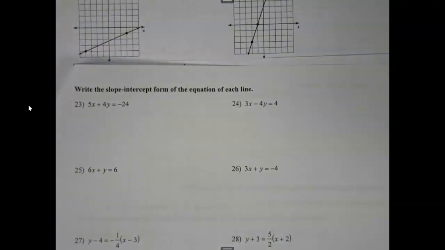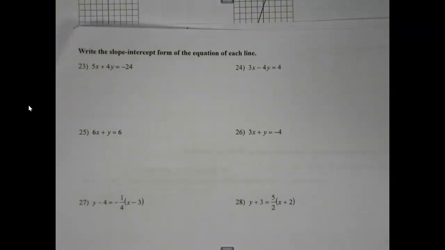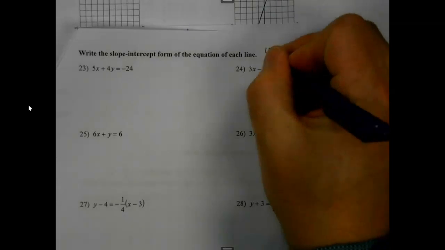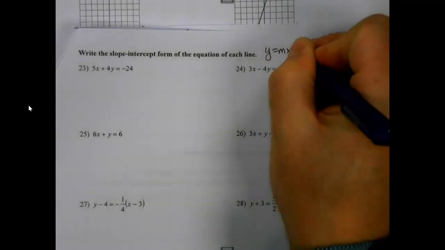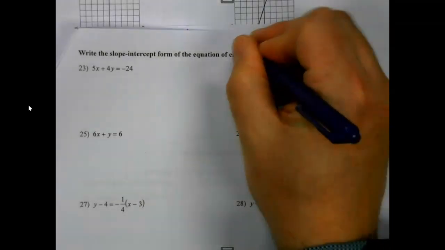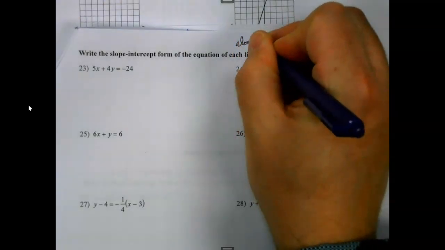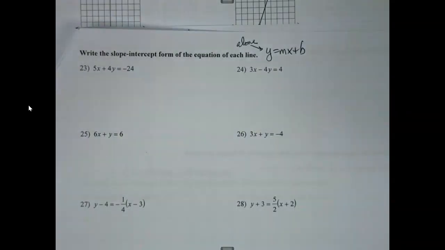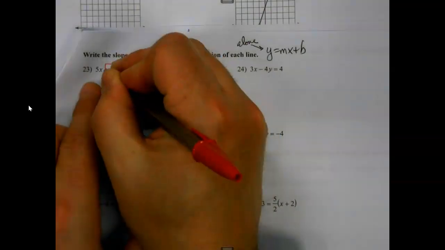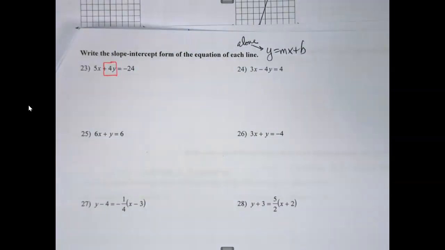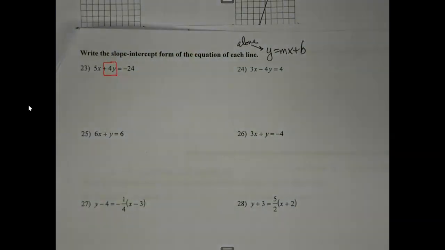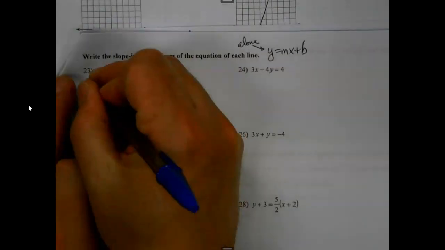Here we got to bust out a little algebra for the first time. Write the slope-intercept form of the equation, okay? So in other words, my job is to get y alone. Well, y is not alone in any of these. Because here, if I want to get y alone, that 5x is positive. I want to undo it.